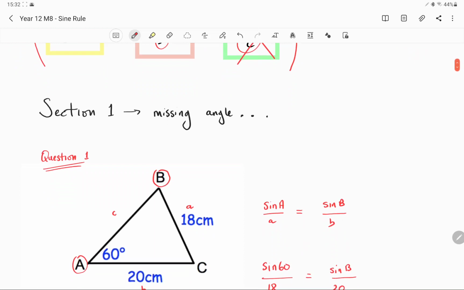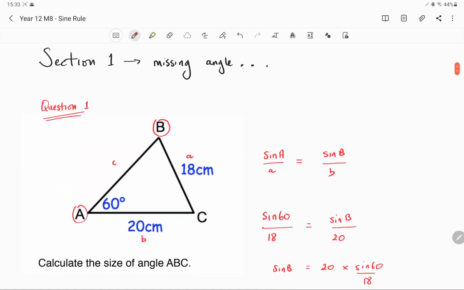Now, the first type of question is if we have a missing angle. So the first thing I want you to do for any type of triangle question that we have is label our sides. And this particular question already has capital A, capital B, and capital C for our angles. So then just opposite your capital A, label your side small a. Opposite your capital B, label your side small b. And then opposite your capital C, label your side small c.